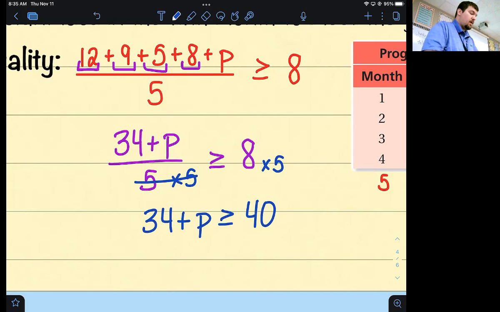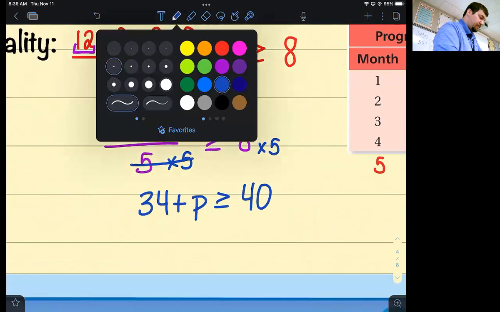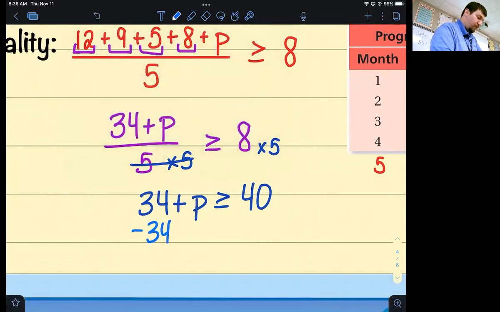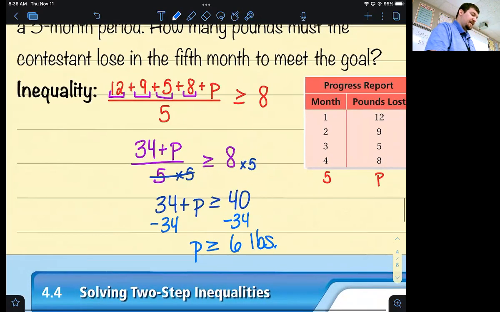That'd be nice. Our last step is to figure out, we know how many pounds we've lost already, 34. We know what we have to get to. And so what's that a difference of? 6. Yeah, subtract 34 from both sides, and P has to be greater than or equal to 6 pounds. And you can abbreviate pounds. It's a story problem, so we have to label it. But you can abbreviate it as LBS. I think that has to do with its Latin root. That's why they abbreviate it with an LBS. So as long as they lose greater than or equal to 6 pounds in that last month.